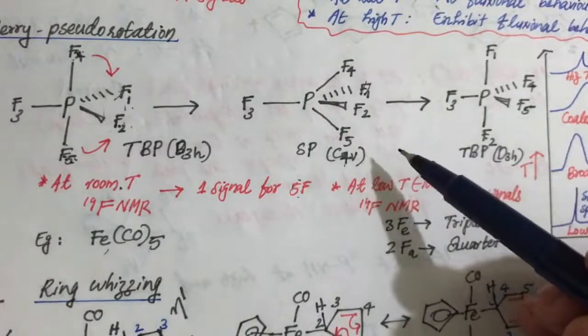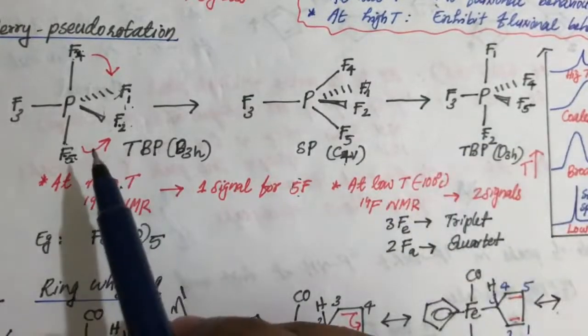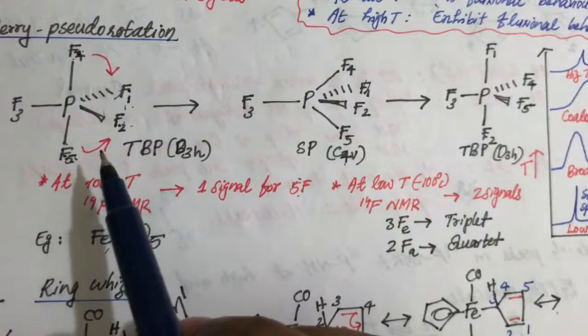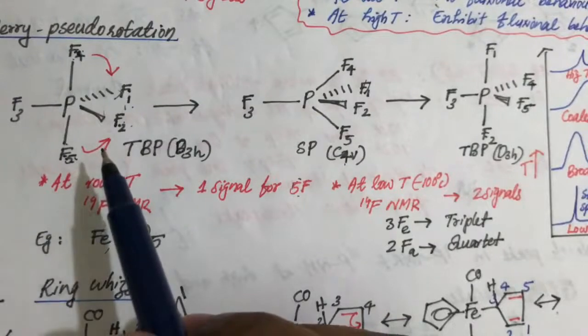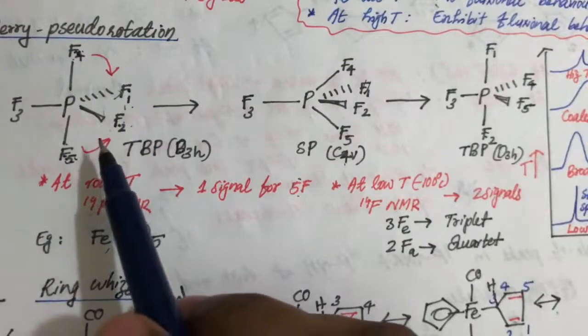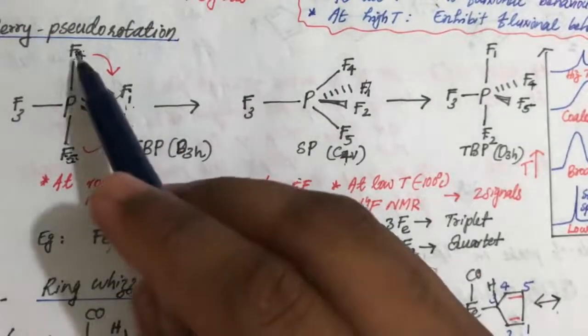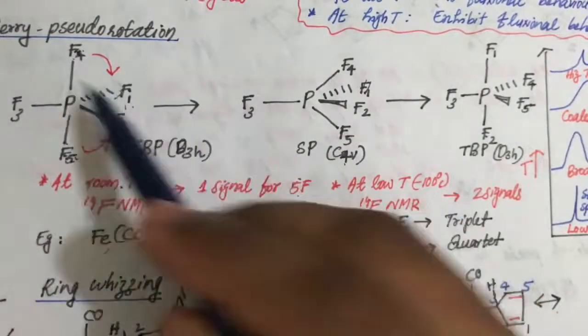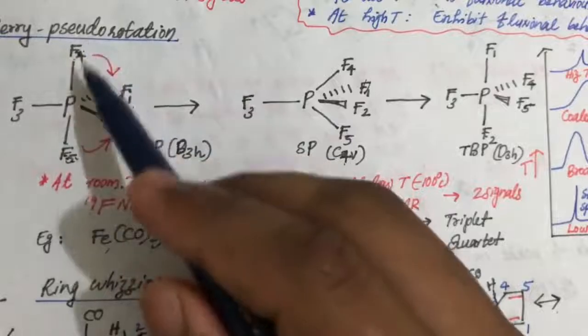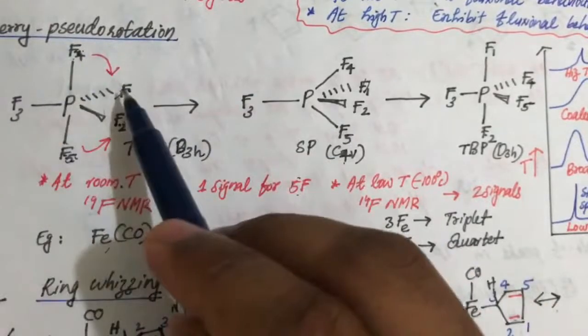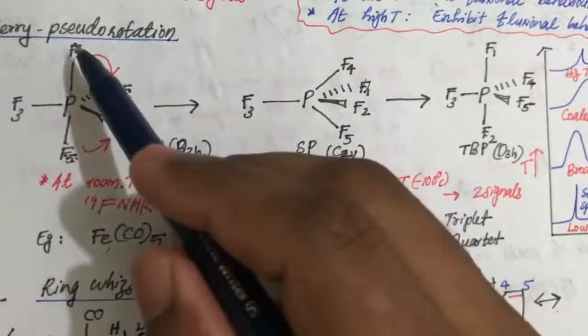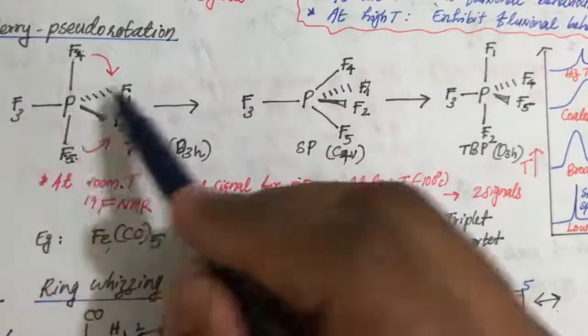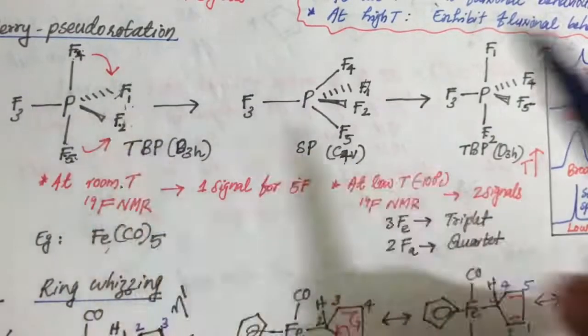What about lower temperature? At lower temperature we know that this molecule is rigid, there is no Berry pseudo rotation, that is, there is no fluxional behavior. So you have 2 kinds of fluorine: 2 fluorines are in the axial position and 3 fluorines are in the equatorial position. So 2 axial fluorines give you one signal, and 3 equatorial fluorines give you another signal.